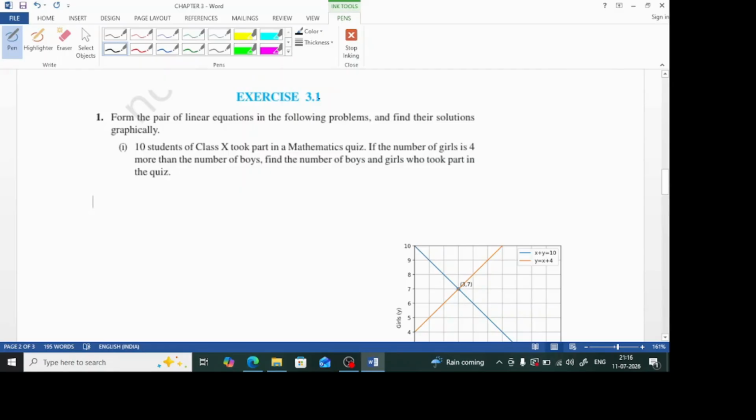Start exercise number 3.1. Problem number 1. Form the pair of linear equations in the following problems and find their solutions graphically. Part number 1. 10 students of class 10 took part in a mathematics quiz. If the number of girls is 4 more than the number of boys, find the number of boys and girls who took part in the quiz.